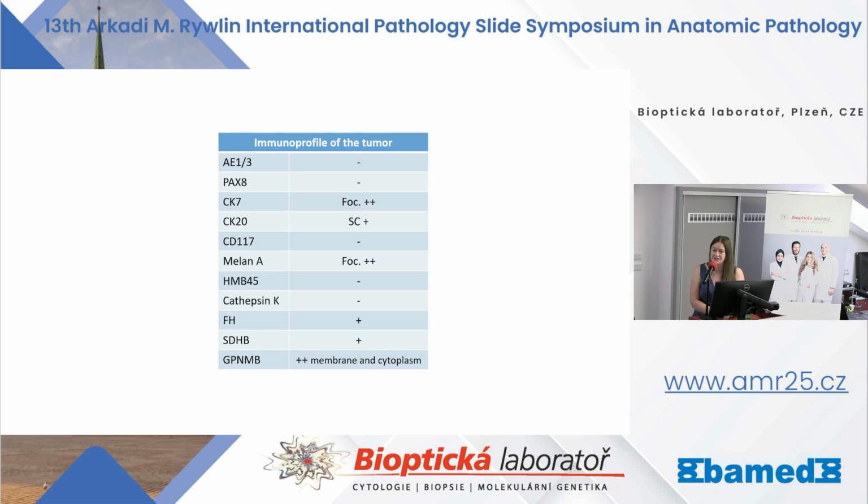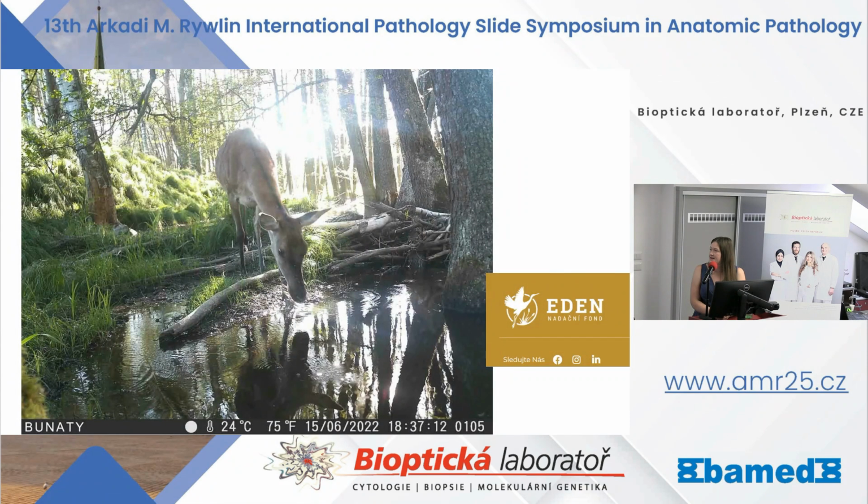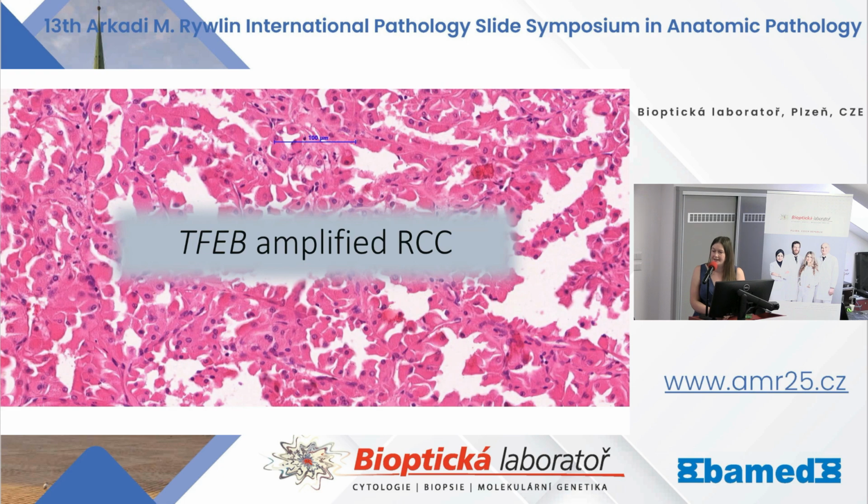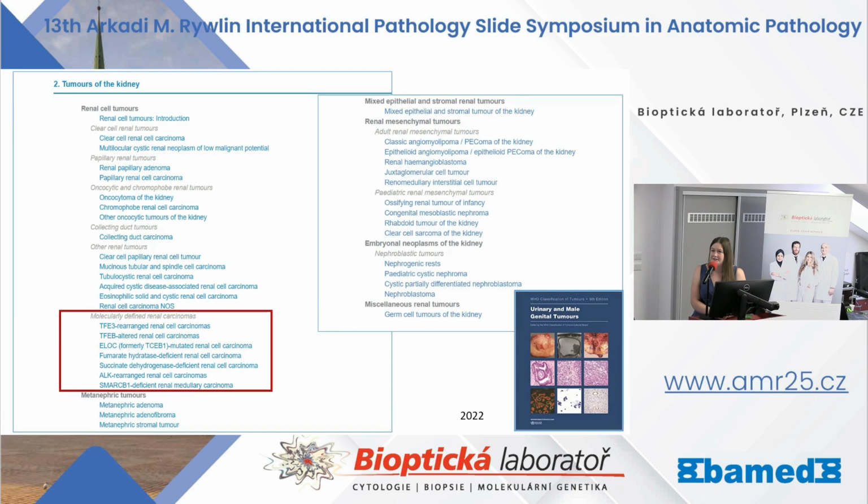fluorescence in situ hybridization. I employed the enumeration probe for TFEB and the break-apart probe for TFEB, and it was with the positive result for enumeration. So the tumor is TFEB amplified renal cell carcinoma. TFEB amplified renal cell carcinoma is a distinct entity in the WHO classification 2022. It is included again in the molecularly defined entities.